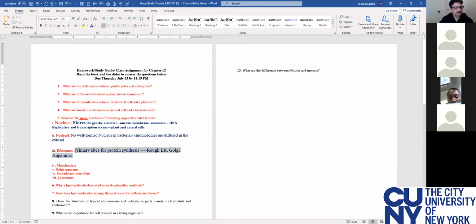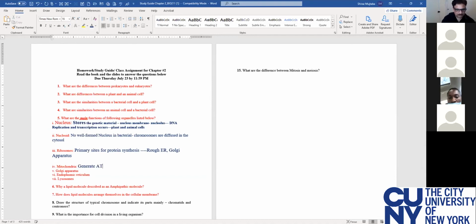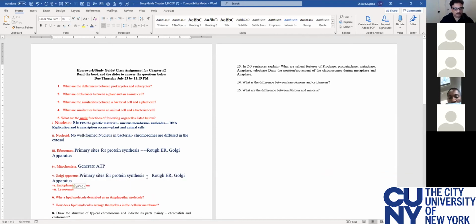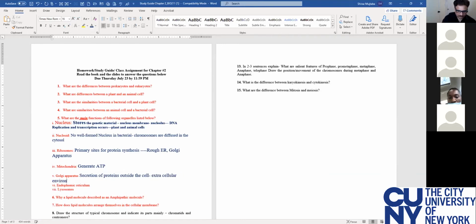And what is the function of mitochondria? The main function of mitochondria is to generate ATP. And again, the Golgi apparatus helps in the secretion of proteins outside the cell. What is outside the cell called? It is called the extracellular environment. And what are those proteins that are secreted into the extracellular environment?